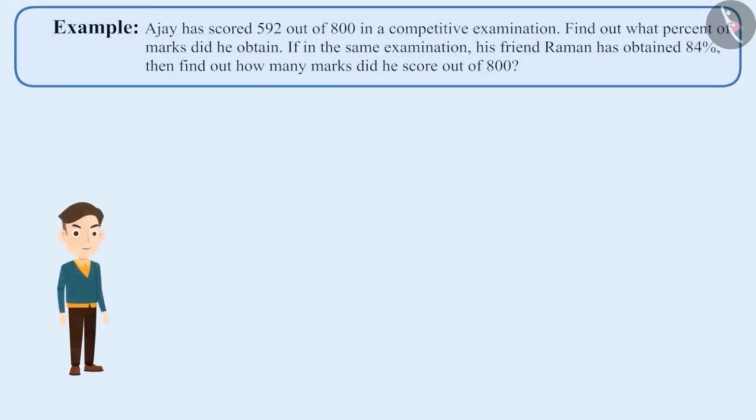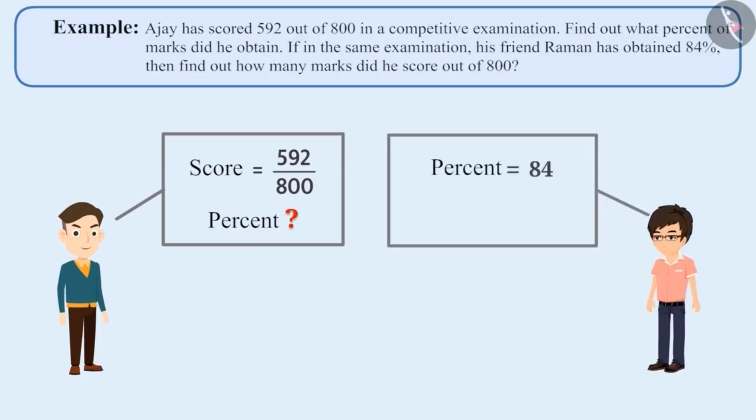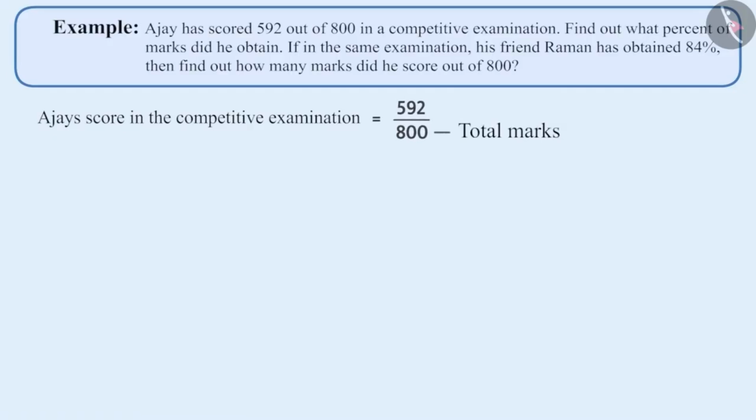Example 3. Ajay has scored 592 out of 800 in a competitive examination. Find out what percentage of marks he obtained. If in the same examination, his friend Raman has obtained 84%, then find out how many marks he scored out of 800. It is given in the example that Ajay has scored 592 by 800. Here, the total marks are 800, out of which Ajay has scored 592 marks.